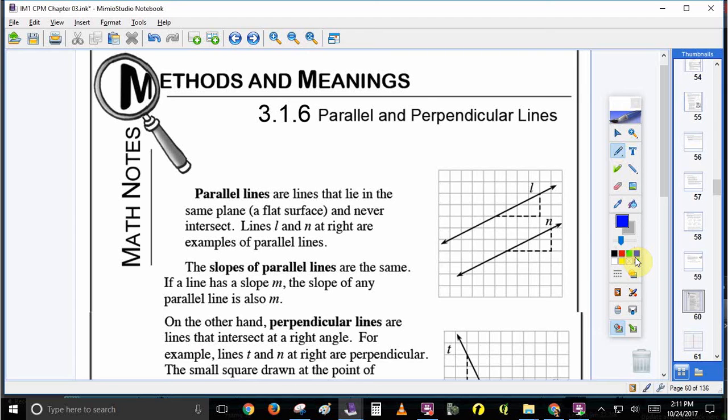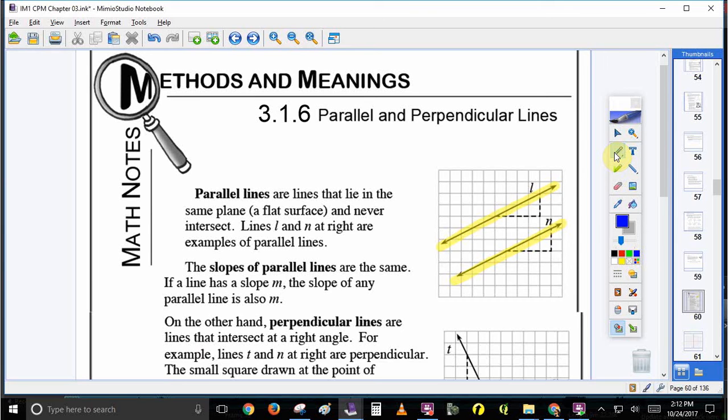We'll just roll right into it with a couple definitions. Parallel lines are lines that lie in the same plane, i.e. on a flat surface, and never intersect. Line L and line N at the right are examples of parallel lines. We can see that line L and line N will not cross each other, just like railroad tracks or sides of a road or edges of walls do not intersect.